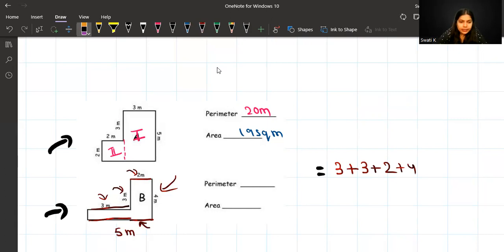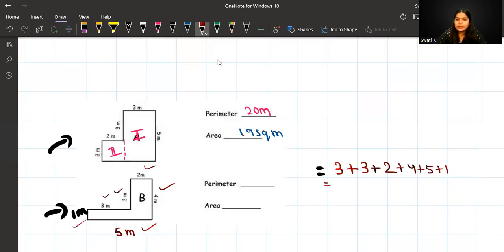Okay, let me erase everything. So we have the length of this, but we do not have the length of this, right? So this is going to be simply 4 minus 3, that is going to be 1. So this is going to be 1 meter. All right, so now I can erase this, and now we have the length of all the sides, so we can simply add them. So 3 plus 3 plus 2 plus 4 plus 5 plus 1, this is our perimeter. So the answer is 3 plus 3, 6, 6 plus 2, 8, 8 plus 4, 12, and 12 plus 6, 18. So the answer is 18 meter.